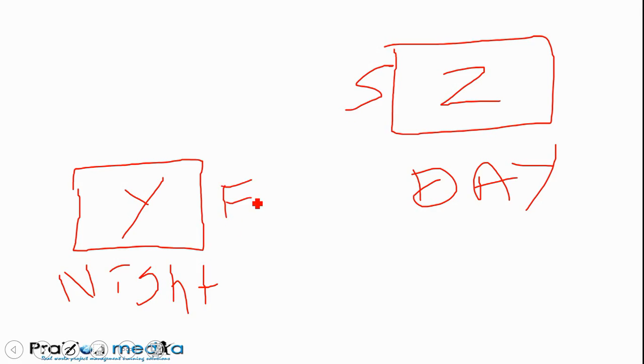Unless the day guard starts, look at how I'm going to draw the arrow now. Let me draw the arrow using a different color. Unless the day guard starts, are you looking? The night guard cannot finish. That's a start to finish relationship. The finish of the night guard is dependent on the start of the day guard. It's a start to finish relationship.